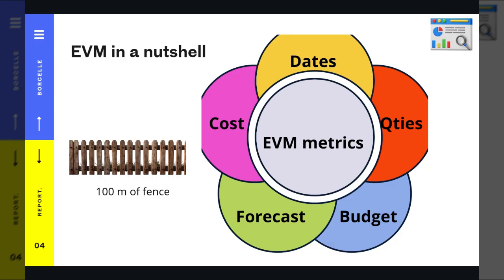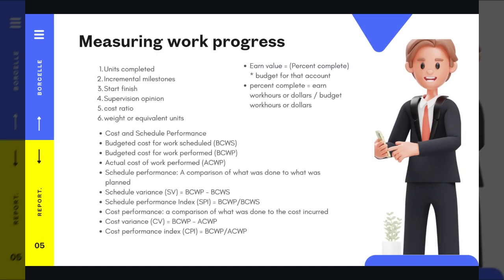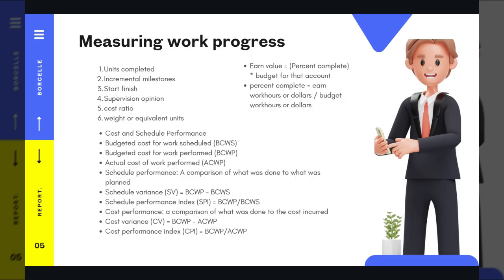Let's say, for example, that our project is the installation of 100 meters of fence. Some variables that we are going to need before jumping into this explanation: there are different ways to measure work progress, such as units complete, incremental milestones, start finish, supervisor opinion, cost ratio, weight or equivalent units. We're going to focus on the first one, units complete, as we are measuring 100 meters of fence.